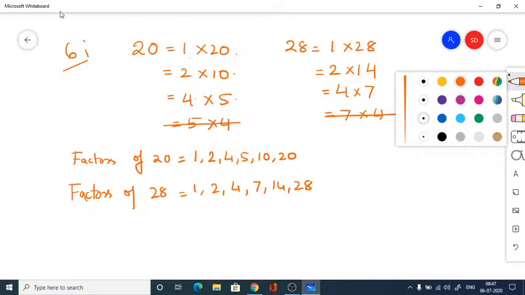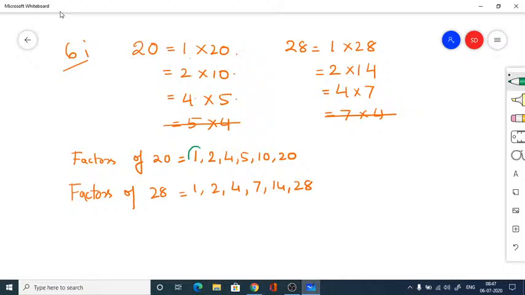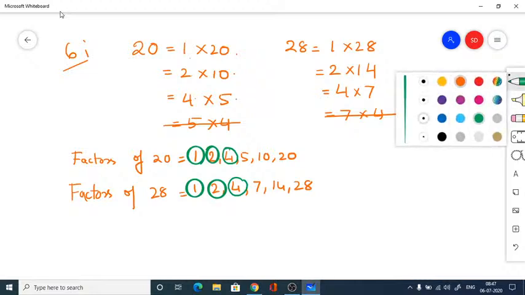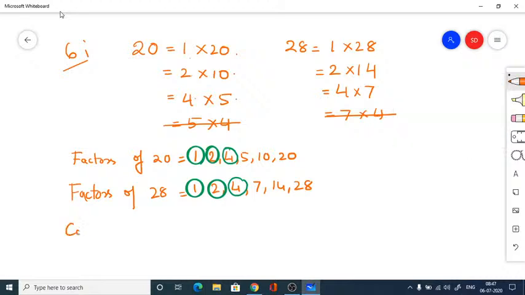Now let's see what is common, which are there in both the numbers. 1 is there in both. 2 is also there in both. 4 is also there in both the lists. And we don't have any more common factors. So what is my answer? So the common factors are 1, 2, 4. This is my answer.